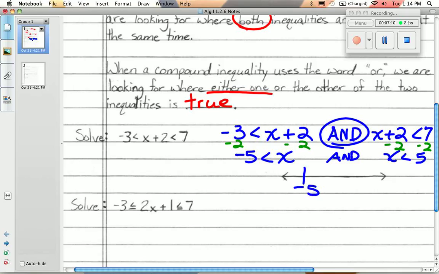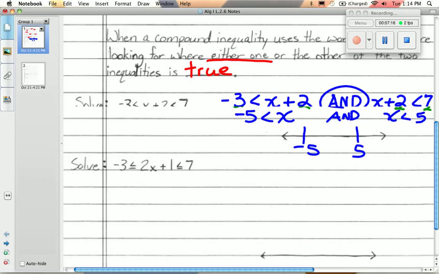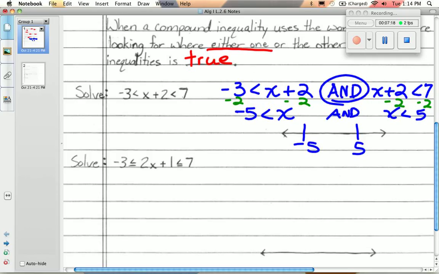Negative 5. We're not going to worry about the integer neighbors now in these compound inequalities. We're just going to work with the two endpoints that help us show the compound inequality solution. So you said negative 5 is not included. You told me 5 is not included. But you said everything in between is. So it has to satisfy both of them. You can't just satisfy one or the other.